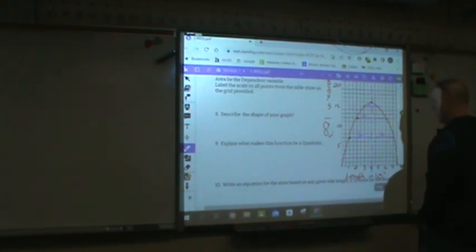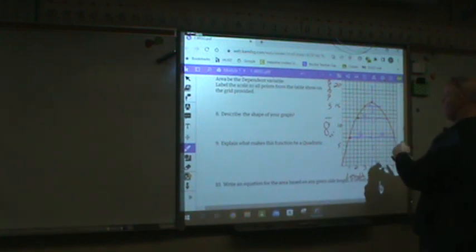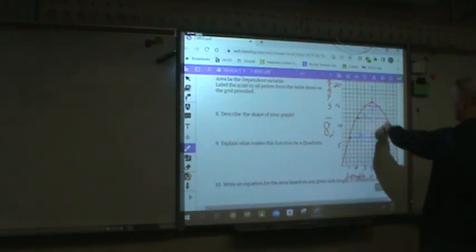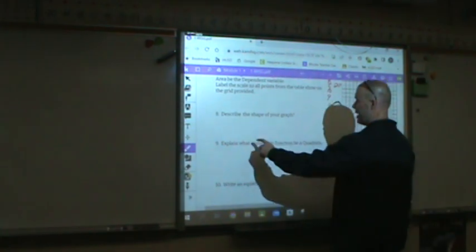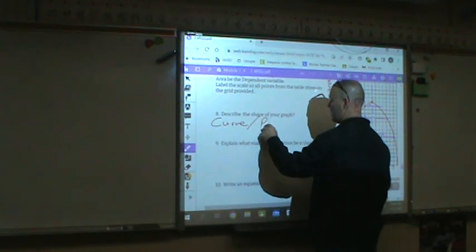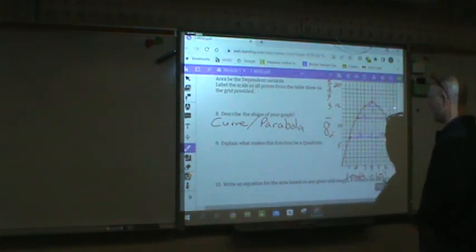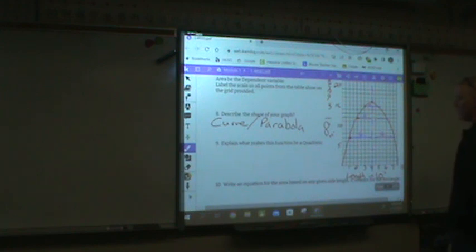Okay? So there's that. We've done a table, we've done an equation, we've done second differences. We know that it's a parabola because it's U-shaped. So describe the shape of your graph. Some people say a curve, okay? And I'm going to say parabola, because that's what it's called. We'll talk about a parabola. Explain what makes the function quadratic.